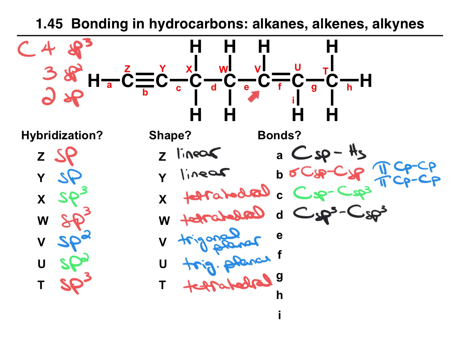For E, this is sp3 hybridized, this is sp2 hybridized, and we're talking about a single bond, so this is a sigma bond. So E is a carbon sp3 hybridized orbital overlapped with a carbon sp2 hybridized orbital.